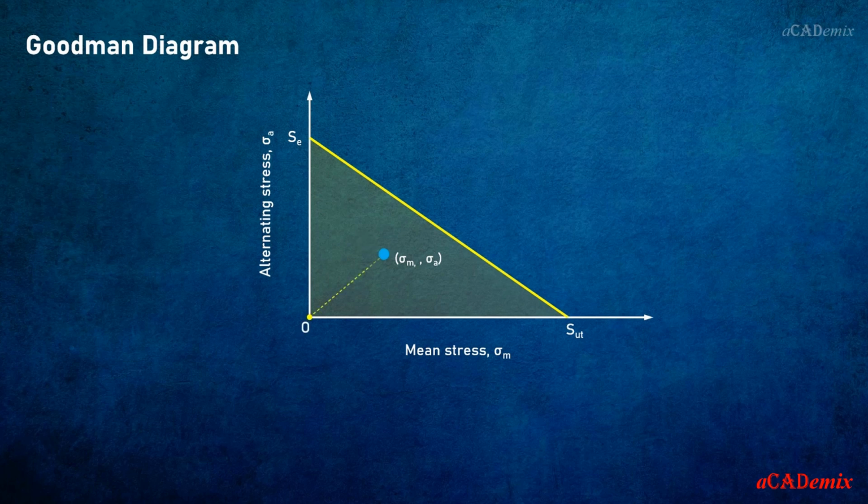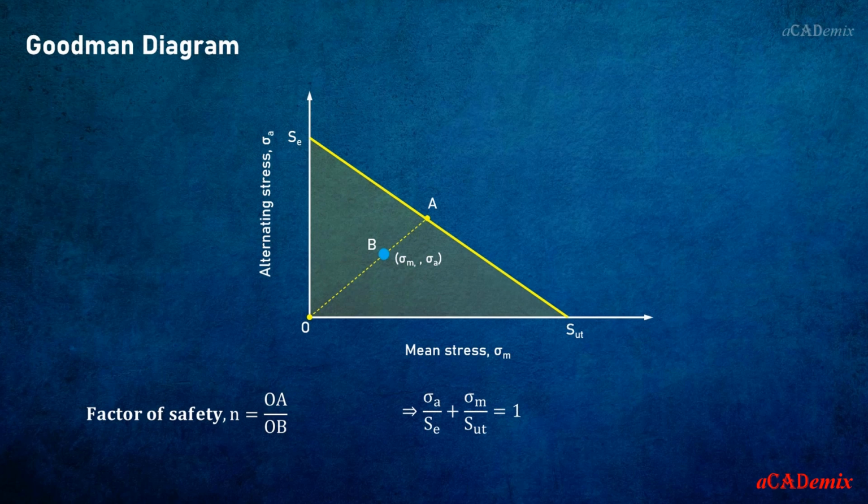Factor of safety for this specific combination shall be the ratio of the length of line from origin to safe line, that is OA, to the length of line from origin to the stress state, that is OB. This is the equation for Goodman relation. This equation is used to quantify the interaction of mean and alternating stresses on the fatigue life of a material.